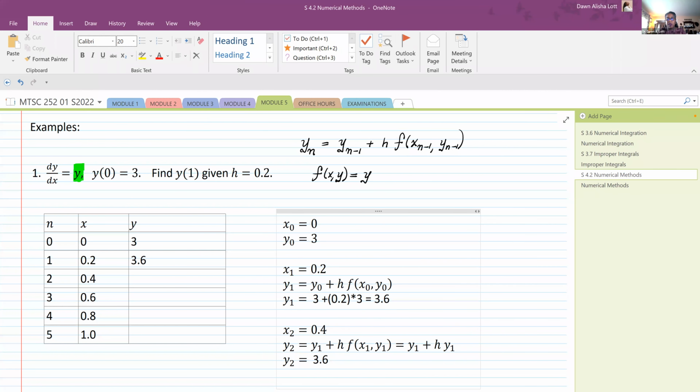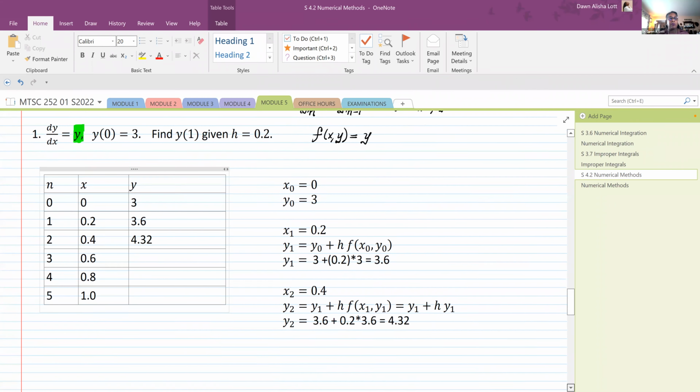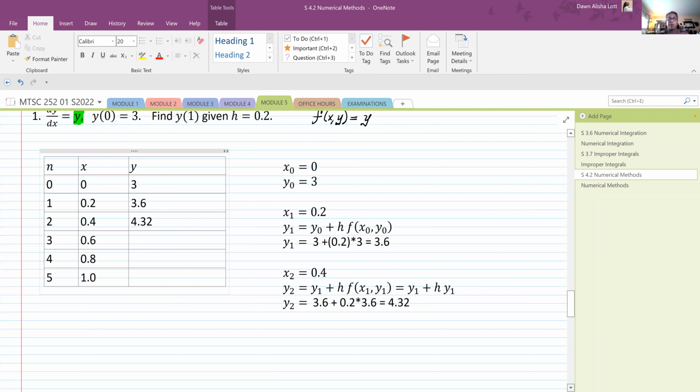Plus h is 0.2, and then multiply it by 3.6. And that's 4.32. So now I know that y2 is 4.32. Any questions so far? Okay.